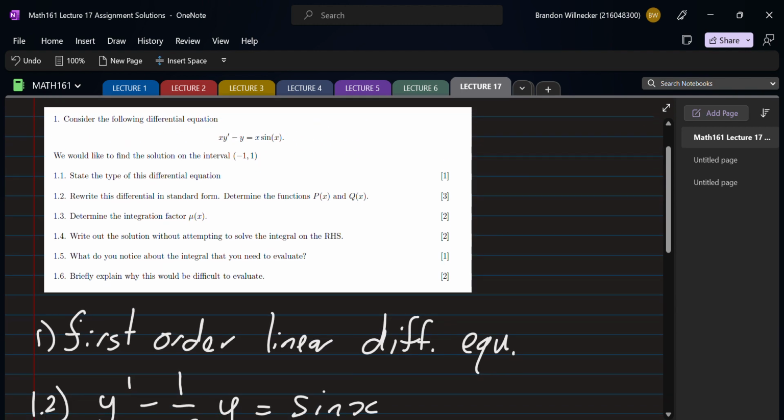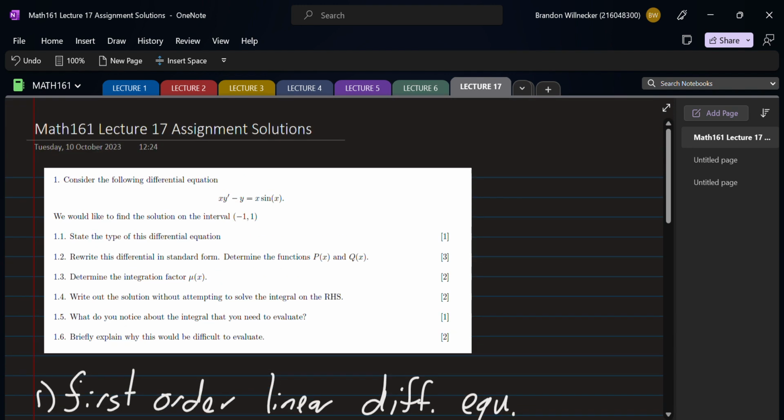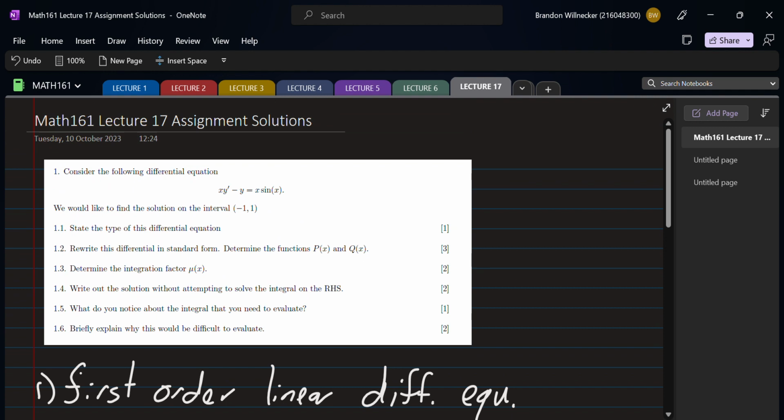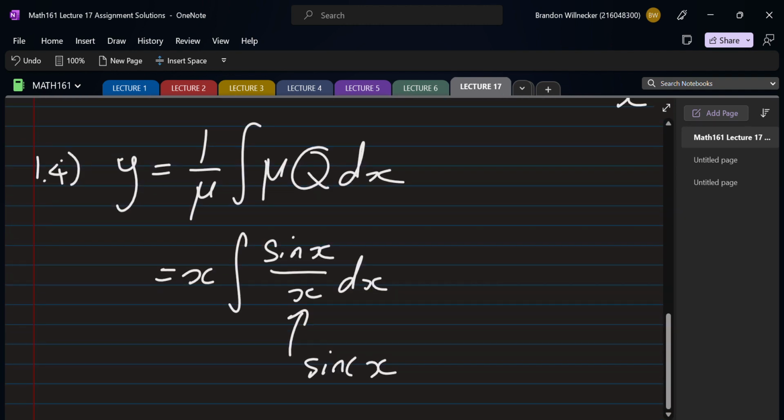1.5, what do you notice about the integral? This is the sinc function. Okay, that's the one that we were looking at. I'll put it at the top of the page. Okay, next, briefly explain why this would be difficult. If you said anything at all about integration by parts or U substitution or whatever method that you've learned previously that you could use, I gave you the marks for that.